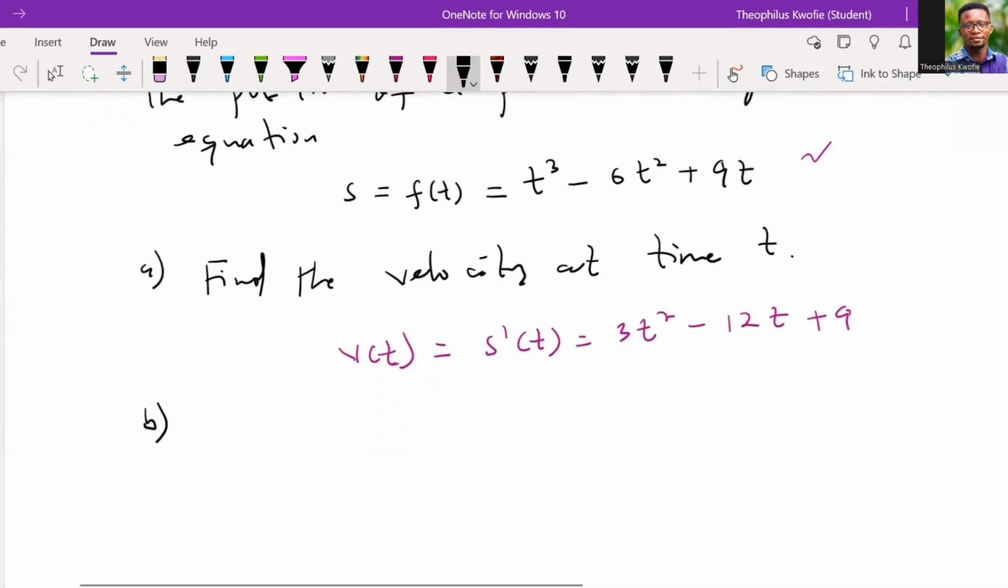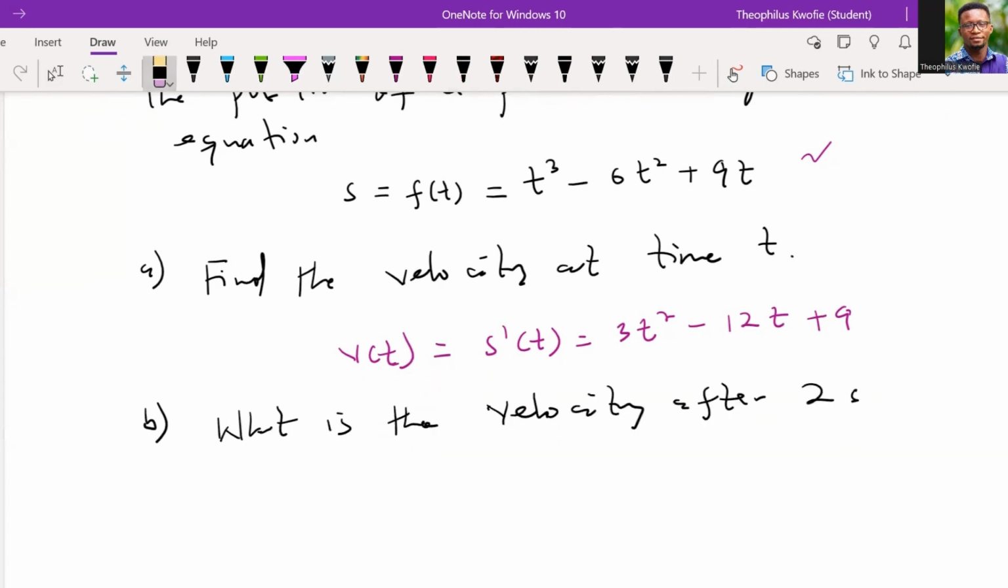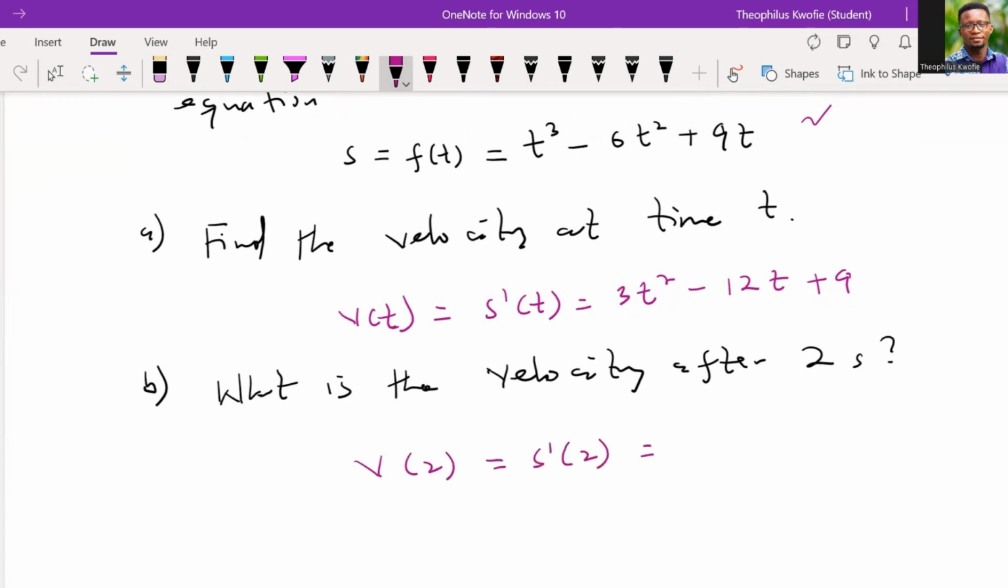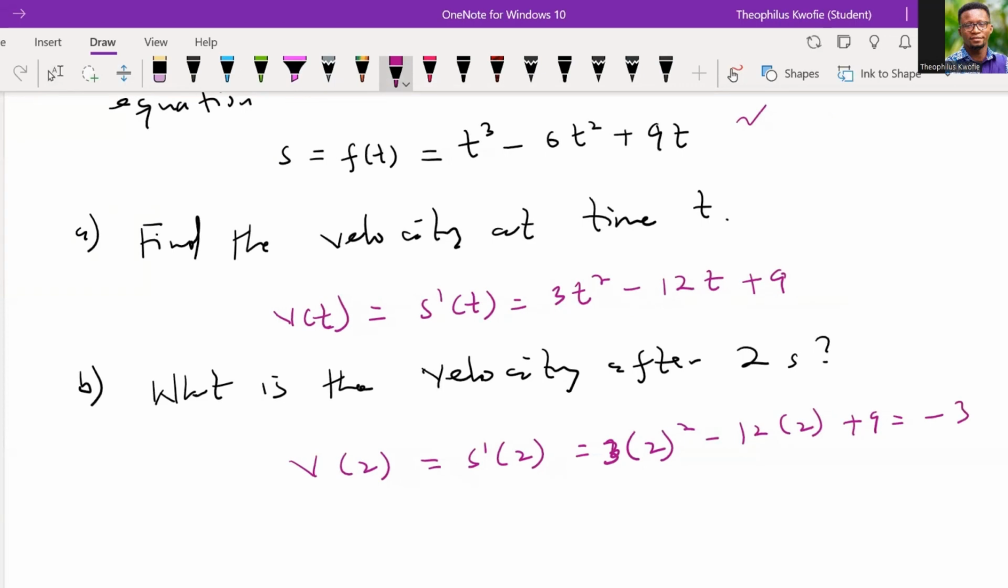For the B part, if I ask you what the velocity is after 2 seconds, what will you do? It just means that wherever I see t, I should replace it by 2, and that will be the result. That should give us minus 3 meters per second. Okay, good, let's take note of that.